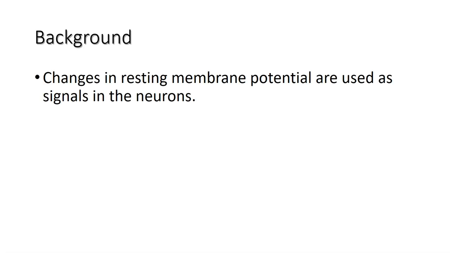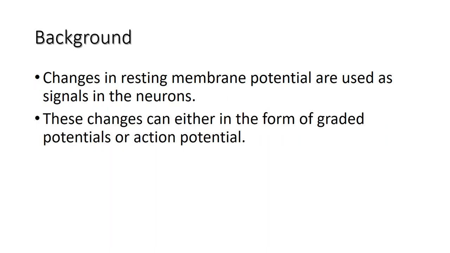Please recall that changes in the resting membrane potential are used as signals in the neurons. These changes occur in the form of either the graded potentials or action potential. If you want to watch our video on the graded potential, the link of that video is available in the description.